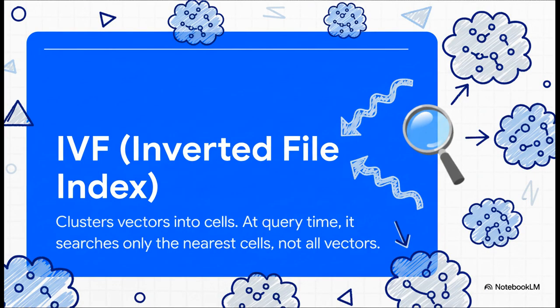Then there's IVF, or Inverted File Index. Think of this one as your super organized librarian. Instead of running around the entire library looking for a book, it groups similar books, or vectors, into sections. So when you have a query, it only has to check the most relevant shelves. It's a huge time saver.